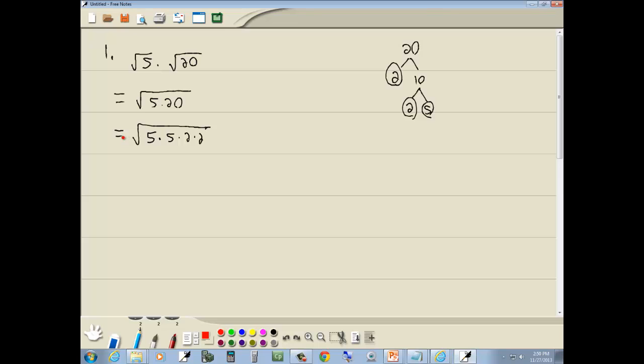Now this is a square root. My index is 2. Index is whatever number's in the slot. So I'm looking for a pair of somethings. Here's a pair of 5s, so they're going to come out in front as a single 5. Here's a pair of 2s. They're going to come out in front as a single 2. So this becomes 5 times 2. And there's nothing left inside the radical, so we drop it. So 5 times 2 gives us 10. And that's our answer. Now let's take a look at our second problem.